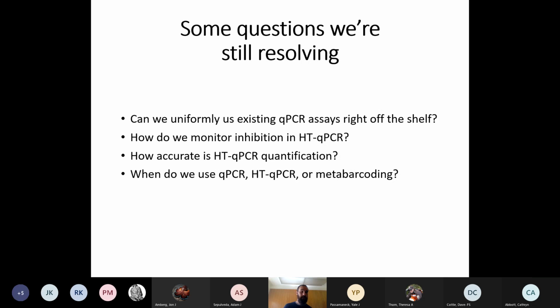Another question is, how do we monitor for inhibition in high throughput qPCR? This is something we have some data on now. In our most recent iterations of these chips, we now include an internal positive control to monitor inhibition in the same way as we do for single species qPCR. And that looks, I just had a meeting this morning after I put these slides together, where that looks really good with the protocol that we have right now.